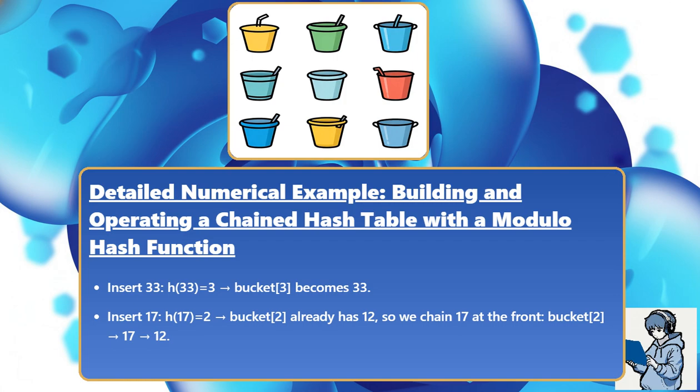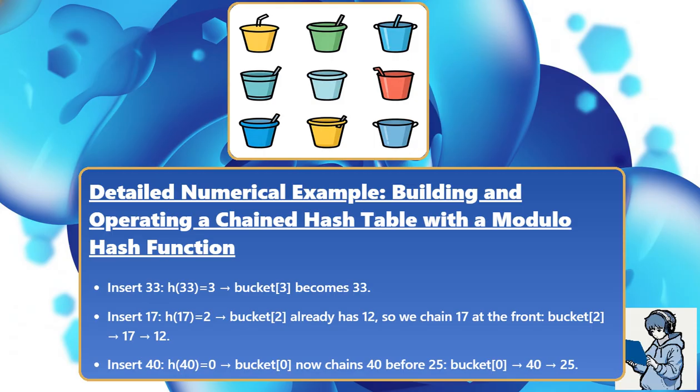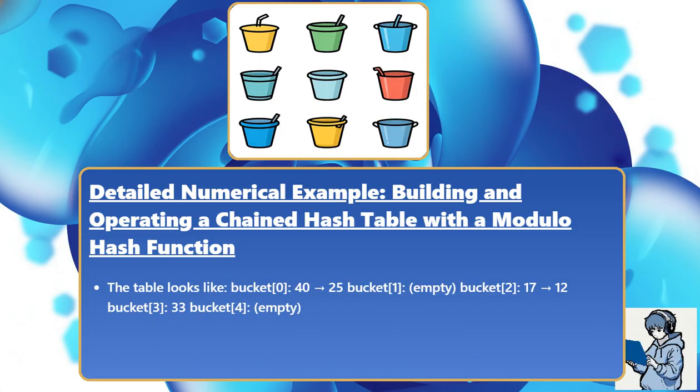Insert 17, h of 17 equals 2. Bucket 2 already has 12, so we chain 17 at the front: bucket 2 points to 17, which points to 12. Insert 40, h of 40 equals 0. Bucket 0 now chains 40 before 25: bucket 0 points to 40, which points to 25. The table looks like this: bucket 0 contains 40 then 25, bucket 1 is empty, bucket 2 contains 17 then 12, bucket 3 contains 33, bucket 4 is empty.